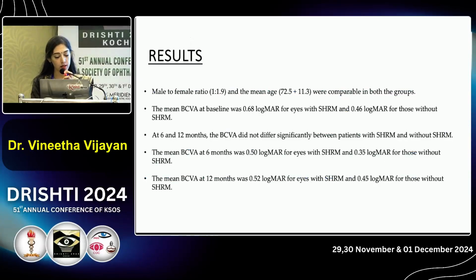Coming on to the results, the male to female ratio was 1:1.9, and the mean age was 72.5. The mean BCVA at baseline was 0.68 in eyes with SHRM and 0.46 in eyes without SHRM. At 6 and 12 months, the BCVA did not differ significantly between the patients with SHRM and without SHRM. The mean BCVA at 6 months was 0.5 for eyes with SHRM and 0.35 for eyes without SHRM. The mean BCVA at 12 months was 0.52 logMAR for eyes with SHRM and 0.45 logMAR for patients without SHRM.